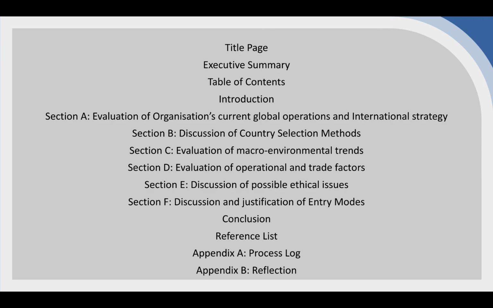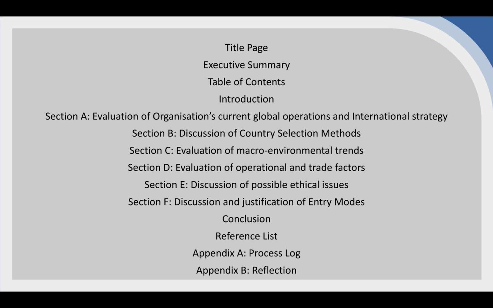Section E is a discussion of any possible ethical issues. If there are any ethical issues you have come across in your research, this may be a good place to at least acknowledge them. I don't think you've got time for a full-depth, lengthy discussion, but certainly acknowledge and briefly discuss or highlight possible ethical issues in your recommendations.